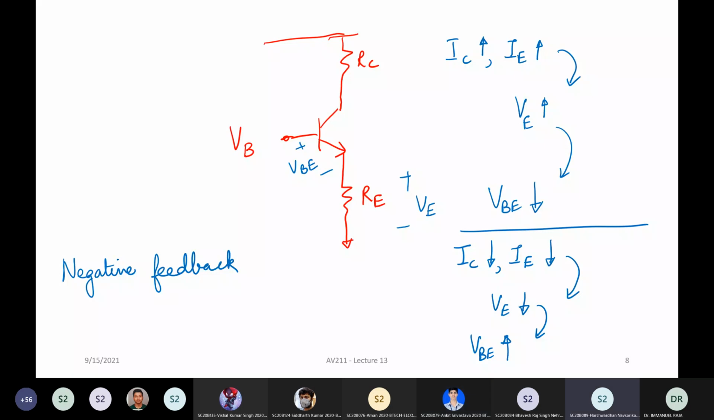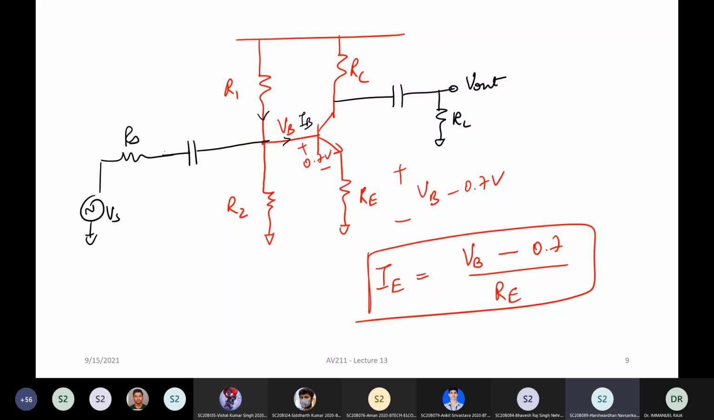Sir, so by putting RE, we can take care of the beta variation across transistors as well as the temperature effects in the conditions? Correct. Both are sorted out by RE, because ultimately what you have is collector current variation.